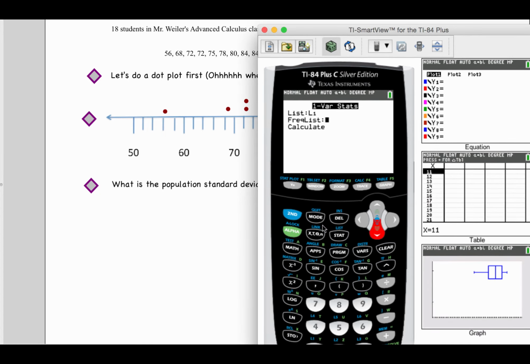I could have done that. All right, we're going to calculate, and up comes our numbers. The population standard deviation is this one right here.